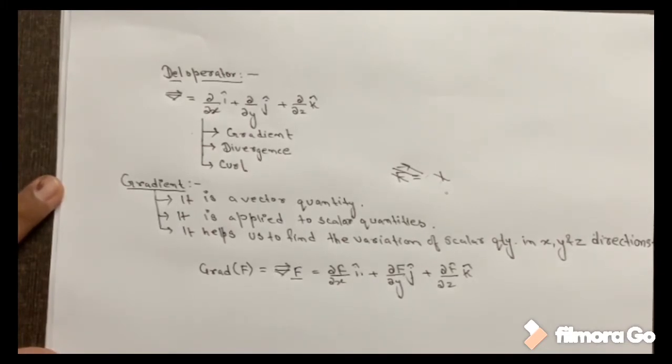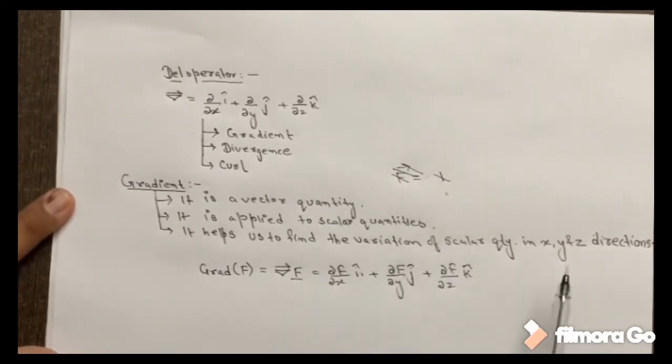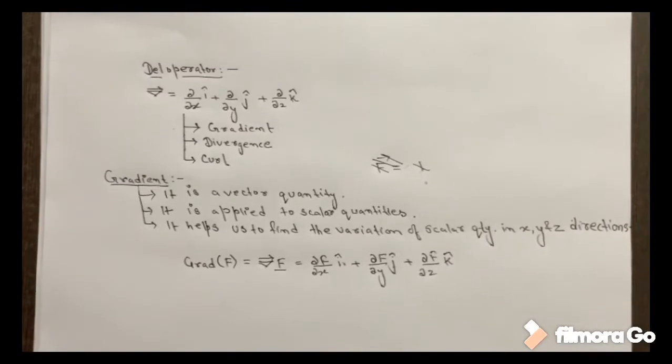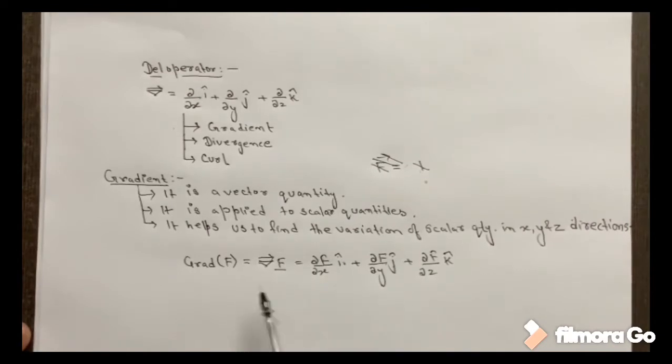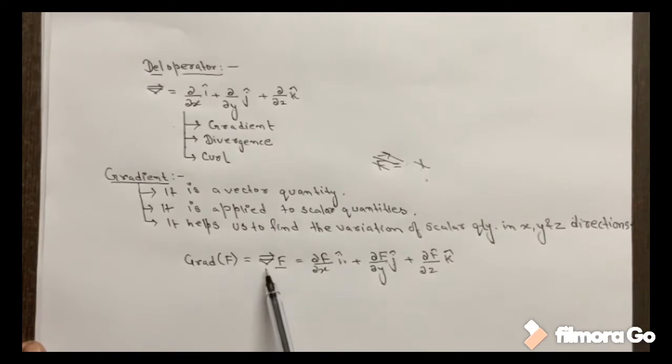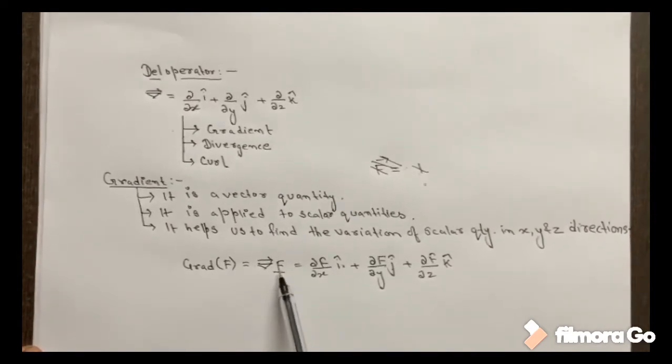It is applied to scalar quantities like any function. Suppose that we want to find the variation of a scalar quantity, like a function f, along x, y and z direction. So we write it as gradient f is equal to del f by del x i cap plus del f by del y j cap plus del f by del z k cap. It says how this function varies along the x axis, y axis and z axis. Here the del operator and the function are just multiplied. There is no cross product or dot product between these two things. It's just like a constant multiplied with a variable.